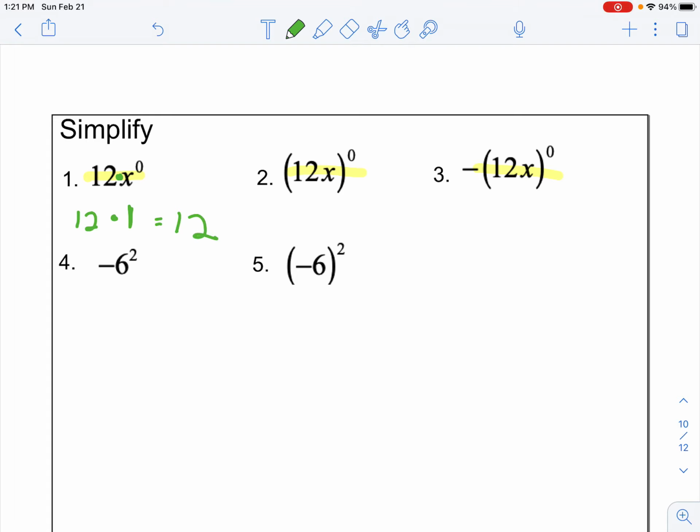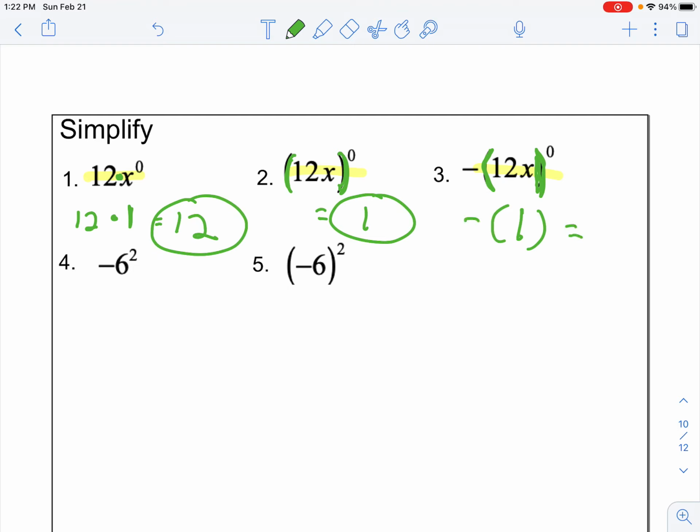1, or 12. In this second example, all of this is being raised to the 0 power. So 12x raised to the 0 power is simply 1. And in this question number 3, you are taking this and raising it to the 0 power, which gives you 1, but then you are taking the opposite of that, which gives you a final answer of -1. So all of those look very similar, but you need to be able to distinguish the differences of what's going on. The same is true with question number 4 and 5.